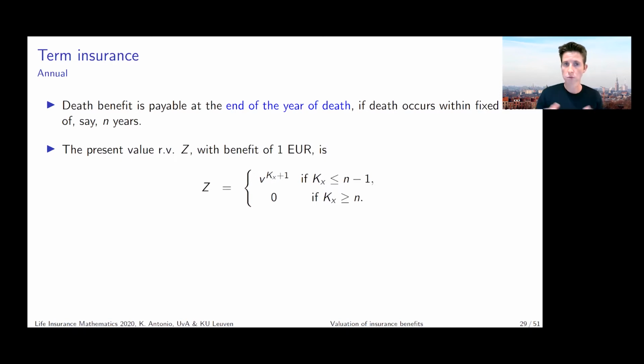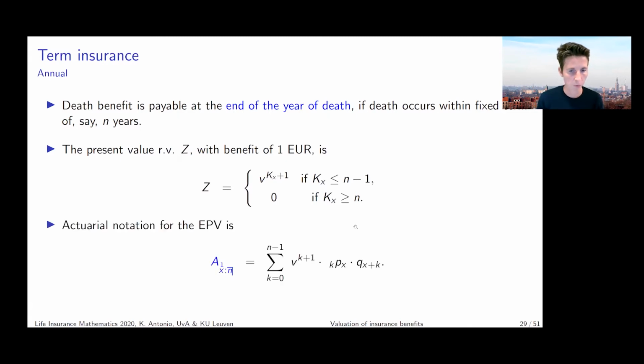If kx takes a value equal to n or beyond, then the present value random variable z will take a value of 0, because then the death benefit will not be paid by this particular type of contract. If you look at the symbol notation, we see an expression that is quite similar to the one we already discussed for the continuous time product. But now, of course, the only thing that is different is that the bar has disappeared, right? There is no bar because we're working here with a discrete time annual product.